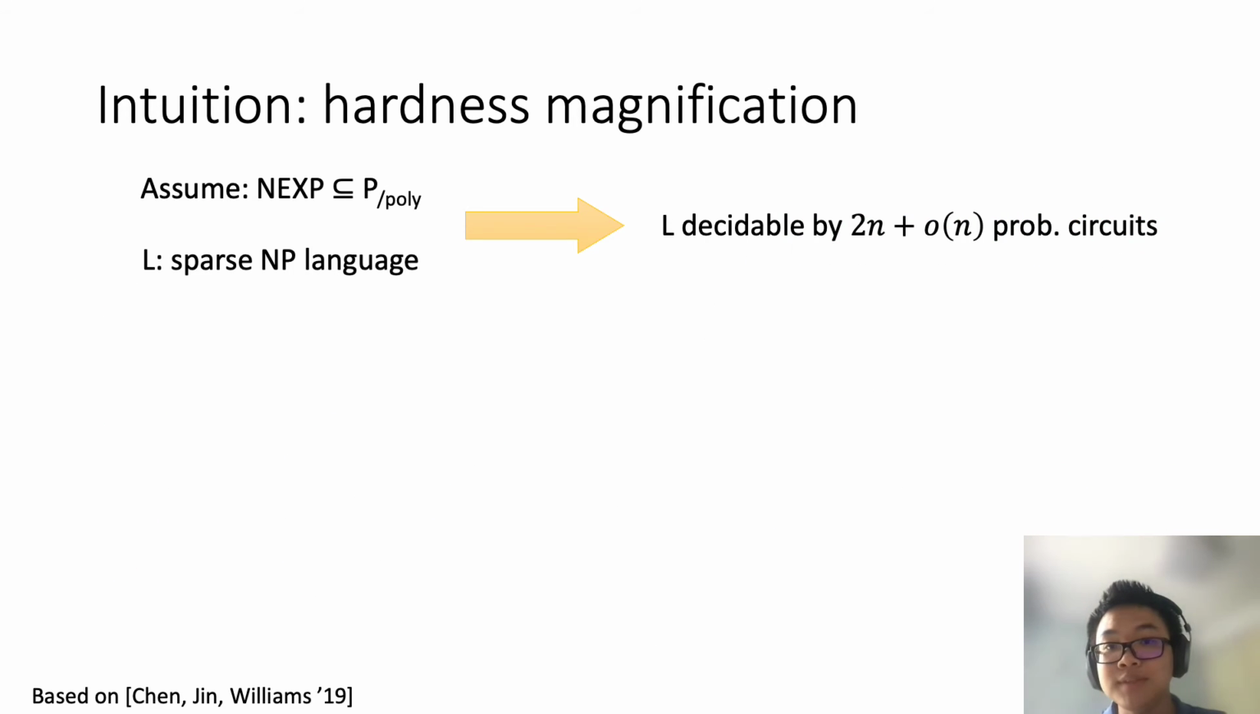Now let me briefly tell you how our hardness amplification is proved. This proof is motivated by work by Chen, Tell and Williams in 2019. We prove the contrapositive. We assume NEXP is in P/poly and we take a sparse NP language L. Our goal is to show that L can be decided by 2n plus little o(n) probabilistic circuits. This is done via kernelization.